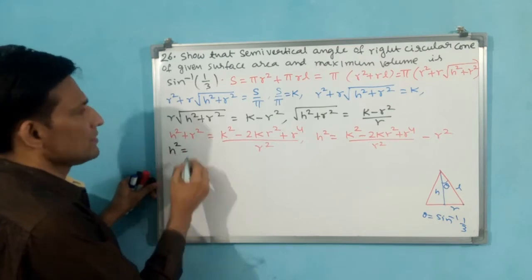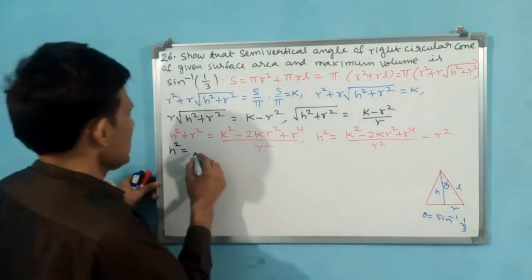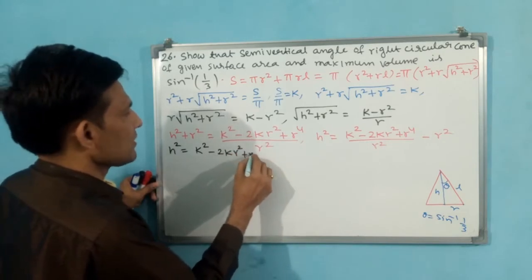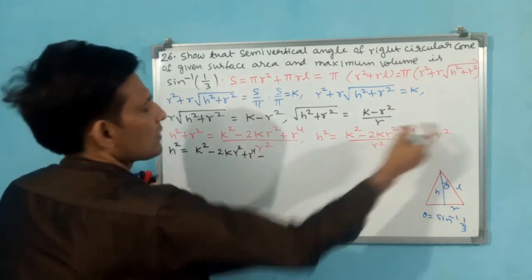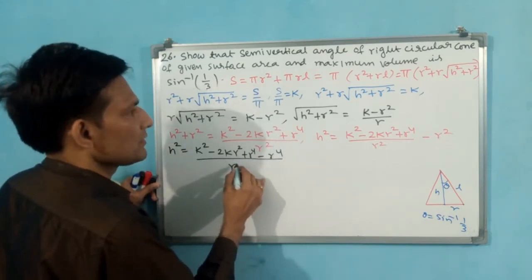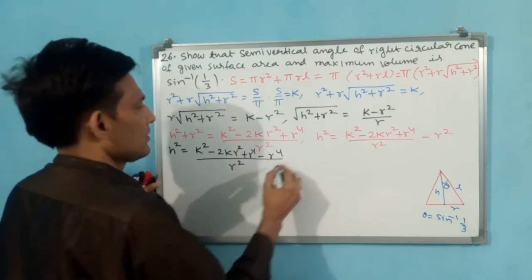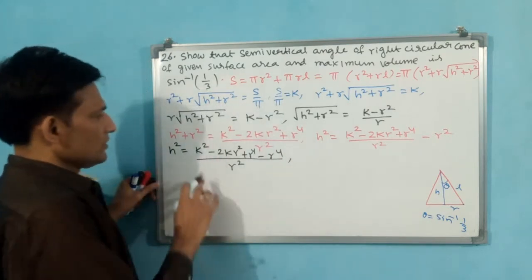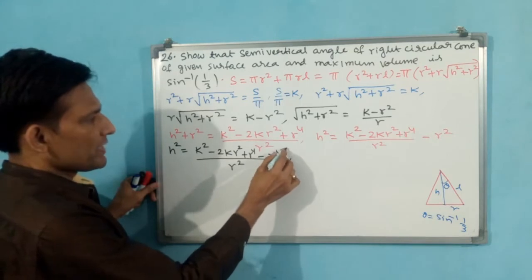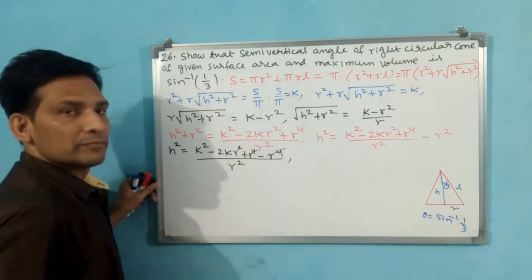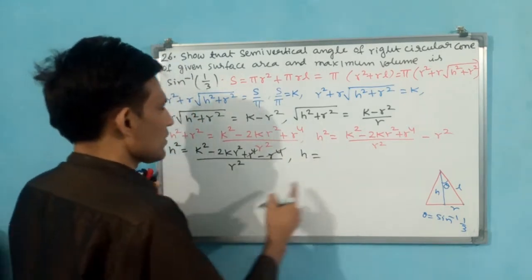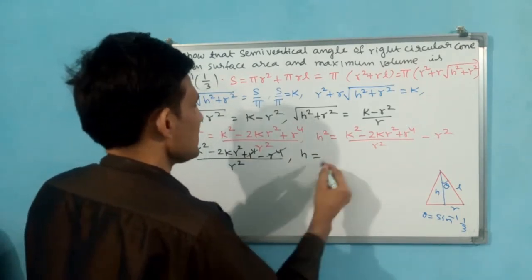h square is equal to k square minus 2k r square plus r to the power of 4, minus r to the power of 4 divided by r square. Plus r to the power of 4 minus r to the power of 4 is going to get cancelled. Now h I want finally. h is equal to square root of, that means this is going to become r only.